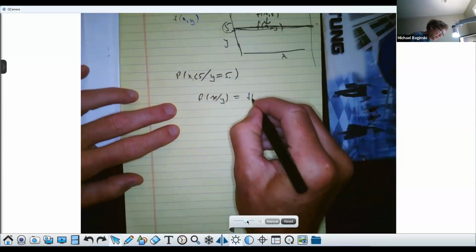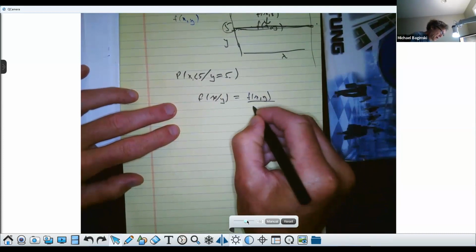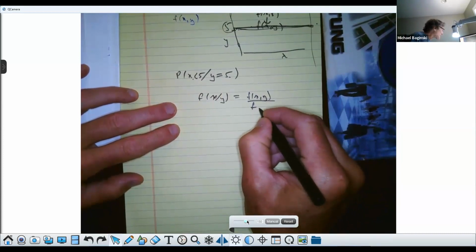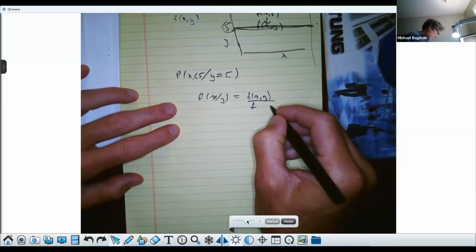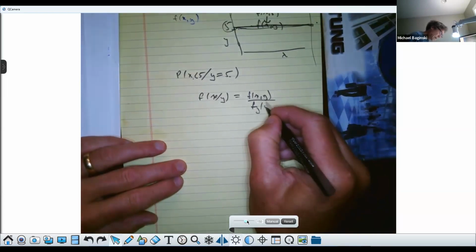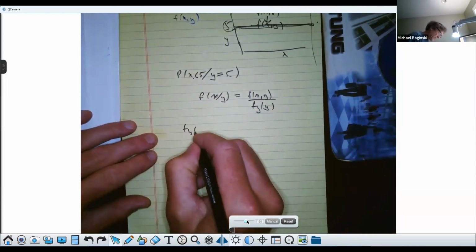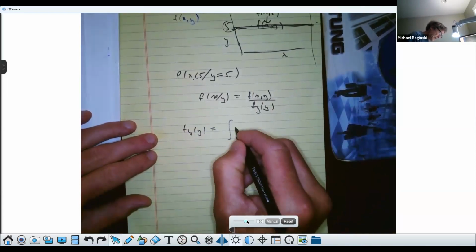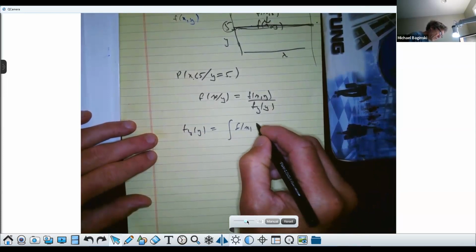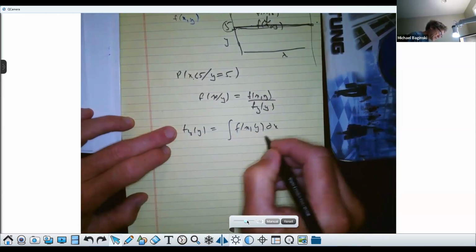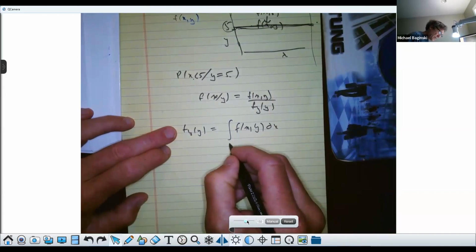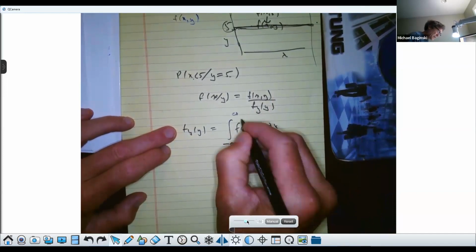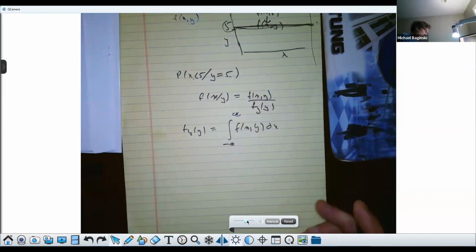You get f of x comma y divided by f y of y. And this f y of y is simply the integral of f of x comma y dx, over the range, whatever the range is, from minus infinity to infinity. It would take care of it. And that's really it in a nutshell, how you get this.